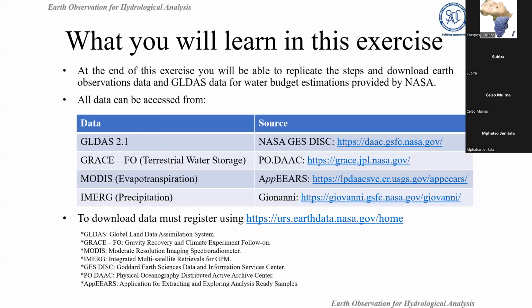Okay, so today, as I said, what we'll learn in this exercise is that we'll be able to download data from GLDAS. We'll also be able to download more data for evapotranspiration estimation. We'll also be able to download the combined GPM and TRMM precipitation data. We will also be able to download GRACE, and all this data we'll be using tomorrow to derive our own water balance, water budget for the Limpopo Basin. Next slide, I think, Frank.